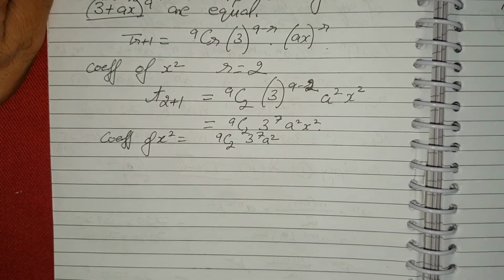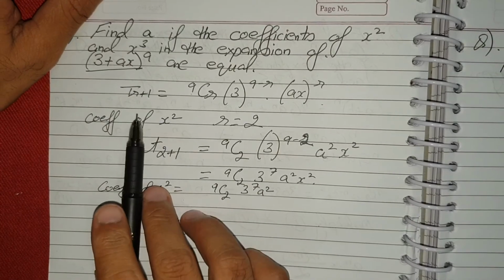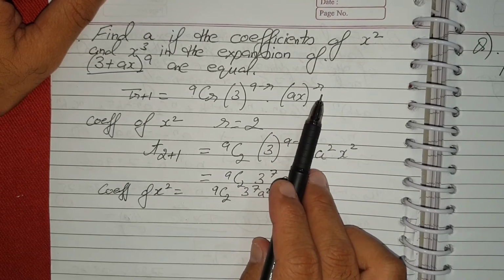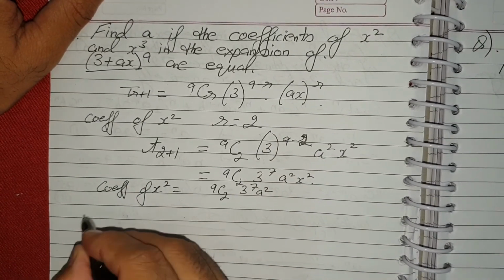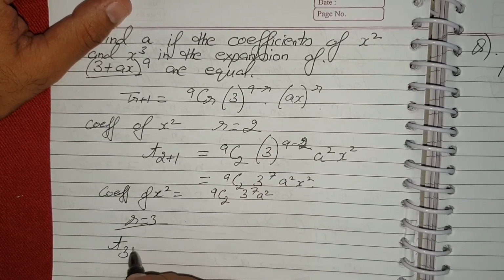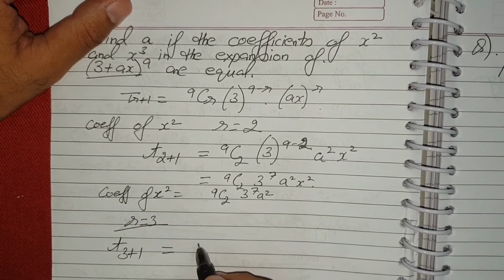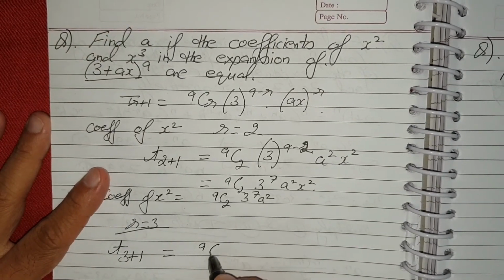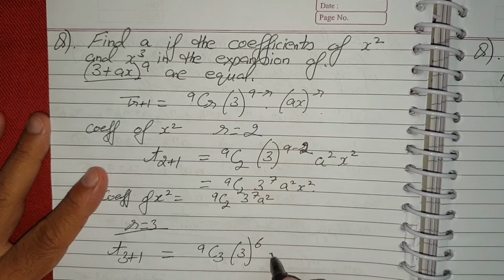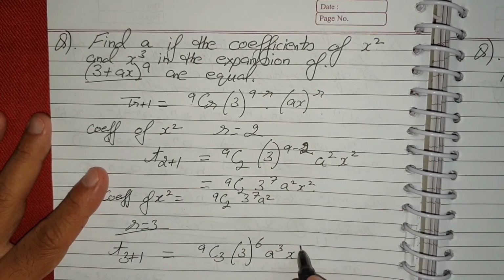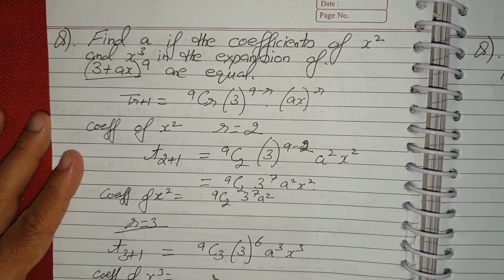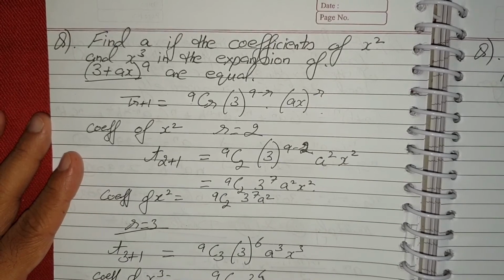Coefficient of x cube. Now to find the coefficient of x cube, just put r as 3, because this is a to the power r, x to the power r. Putting r equals to 3, this will be T(3+1). This will be 9C3 3 to the power 9 minus 3 is 6, a cube and x cube. So the coefficient of x cube will be 9C3 3 to the power 6 a cube.